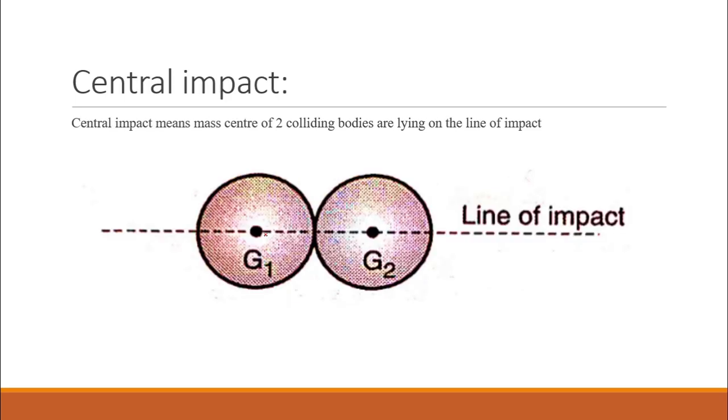Central impact. Central impact is nothing but the CGs of the two bodies being on the same line of impact. We can see this G1 and G2 are on the same line of impact. That is our central impact.